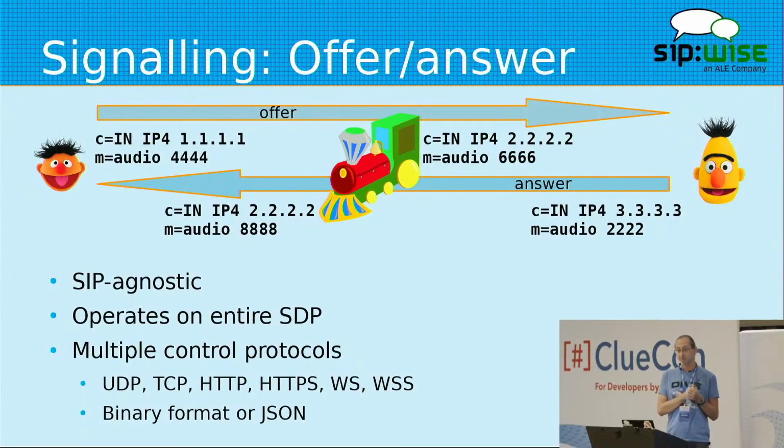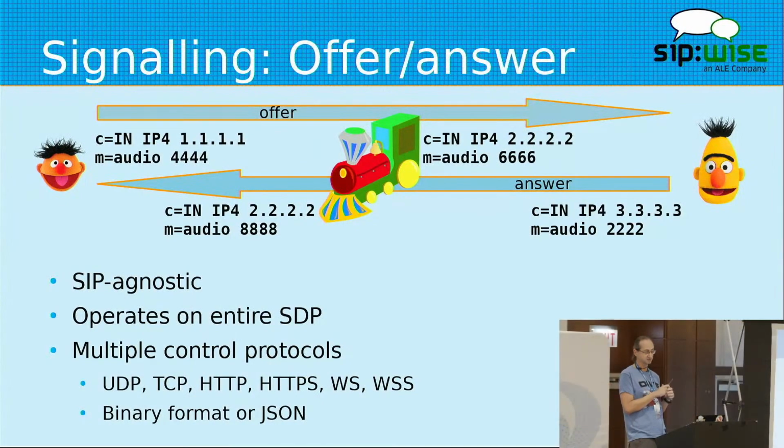All this happens without any knowledge of SIP. So RTPengine doesn't do any SIP, it doesn't like SIP, doesn't want SIP. So it only operates on SDP and RTP. If you look at the control protocol, there are some fields in there that look like SIP, like call ID, from tag, but those are just identifiers. As long as they're unique, it doesn't matter what they are.